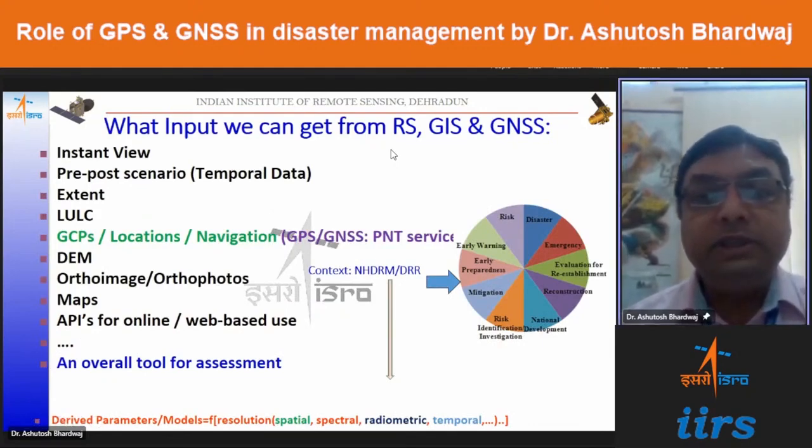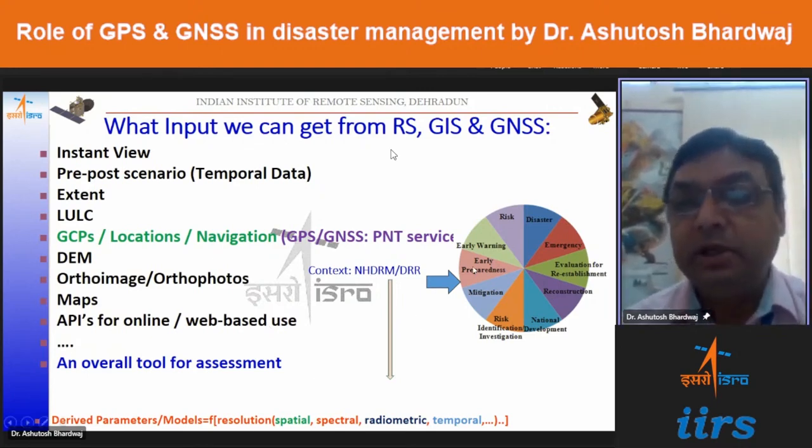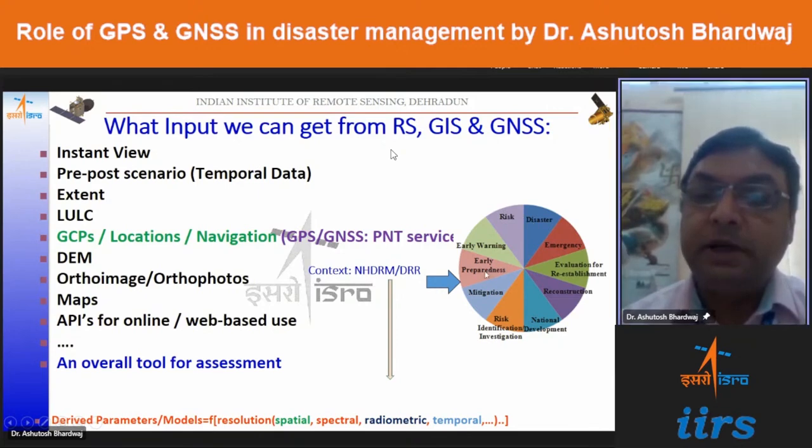Now, when we come to remote sensing, GIS and GNSS, what can we have in the cycle of disaster management? In the disaster management cycle, a lot of elements are there, like early preparedness, then early warning, then risk, disaster, emergency, evaluation for reestablishment, reconstruction, national development, risk identification, investigation, mitigation, and then early preparedness. So this cycle is continuing.